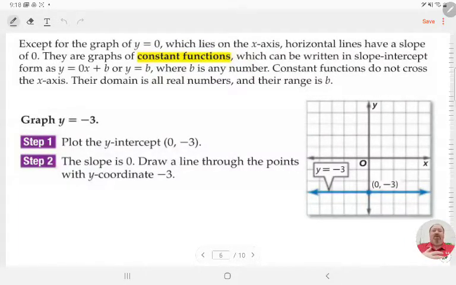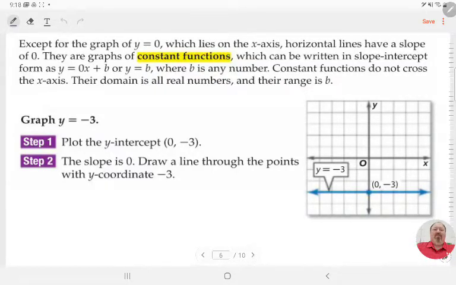Except for the graph y equals 0, which lies on the x-axis, horizontal lines have a slope of 0. They are graphs of constant functions, which can be written in slope-intercept form as y equals 0x plus b, or y equals b, where b is any number. Constant functions do not cross the x-axis. Their domain is all real numbers, and their range is b.